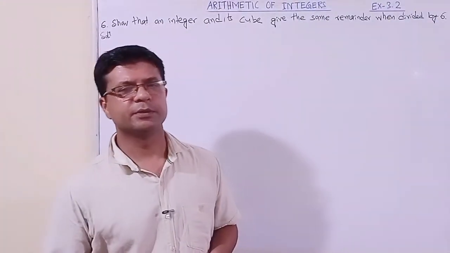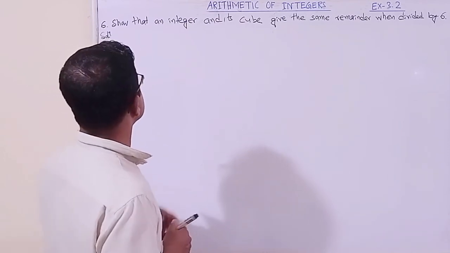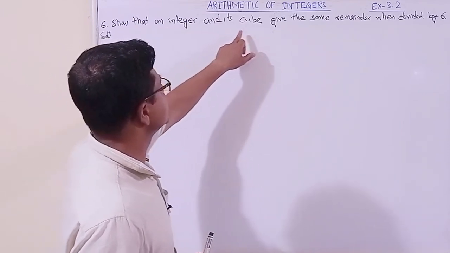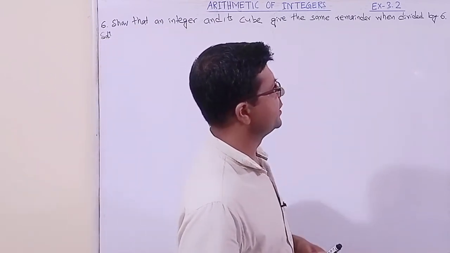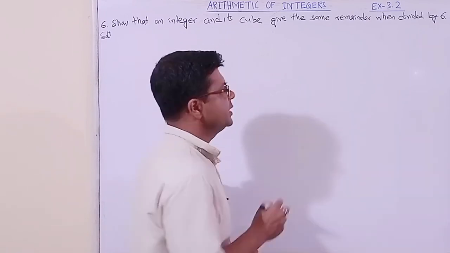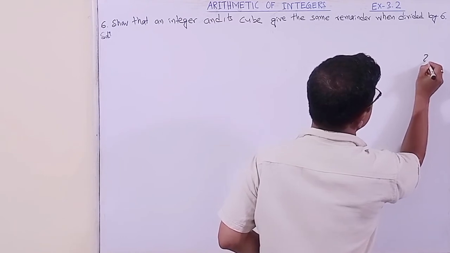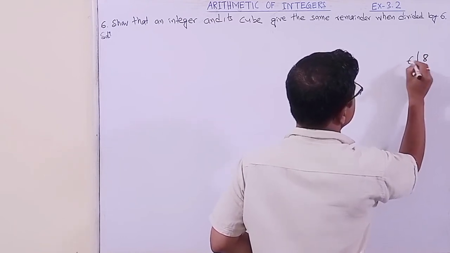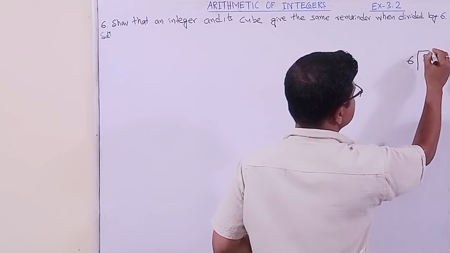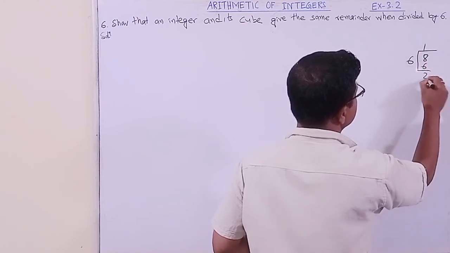Dear students, now we are in question number 6. Let us read the question: show that an integer and its cube give the same remainder when divided by 6. Suppose I take an example. This is a very interesting question. Take 8 as an integer; we divide it by 6. What is the remainder? 6 ones are 6, remainder is 2.